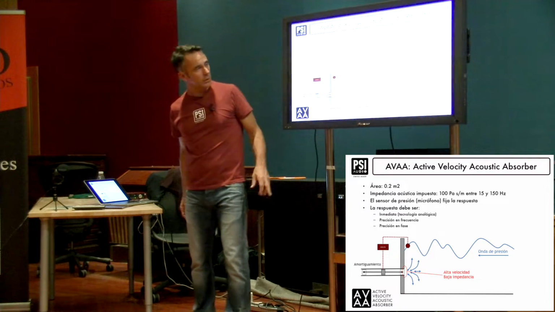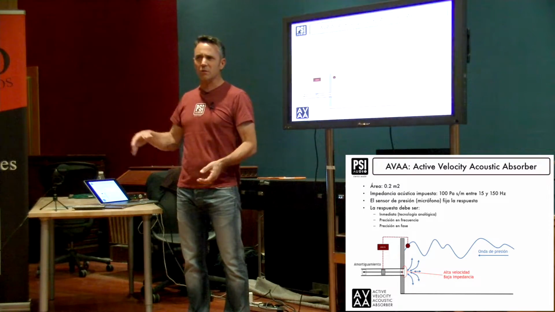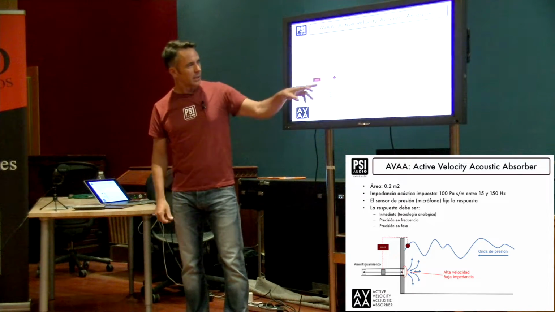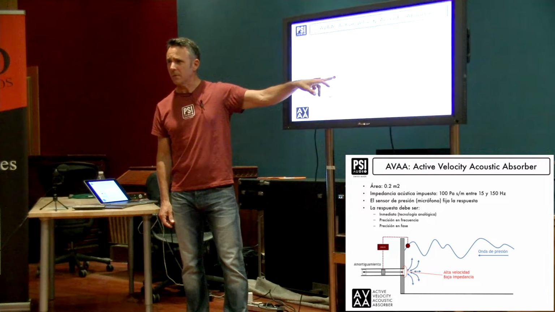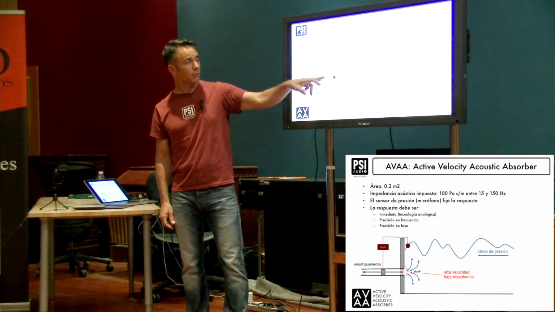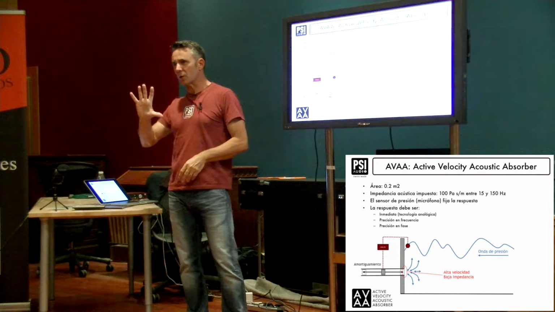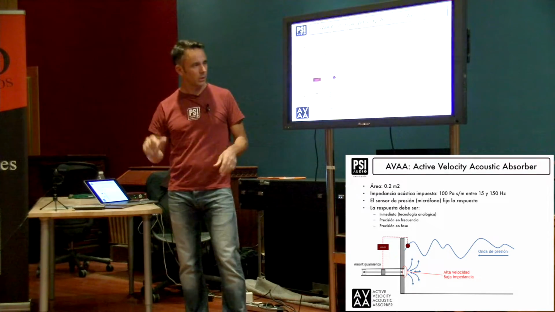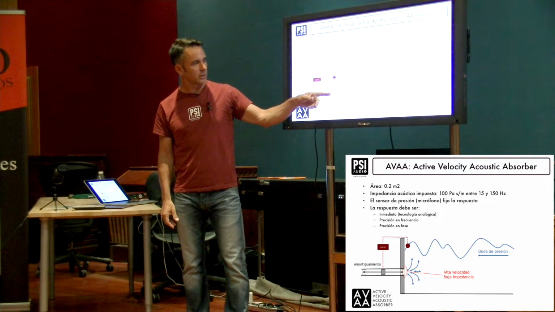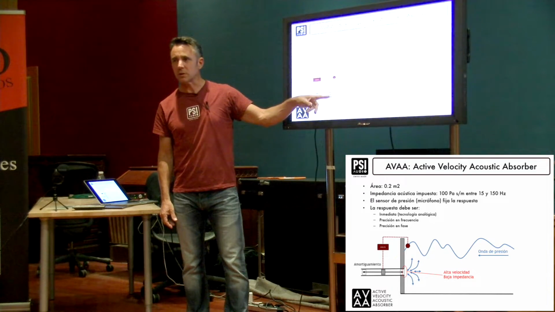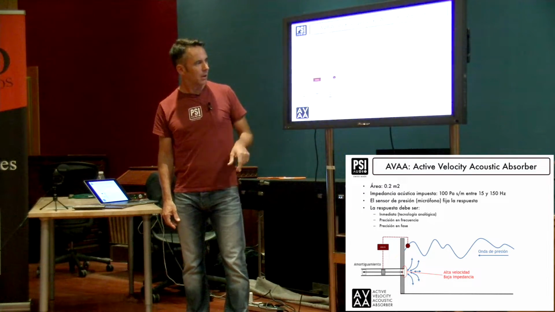Anyway, so this is what we do in our device. That's the AVAA. We measure the pressure of air, and this is a normal microphone. And then we say for this pressure, to avoid any reflections, we have to move back or forward so much. So we're basically increasing the speed here. We're lowering the acoustic impedance in front of it.